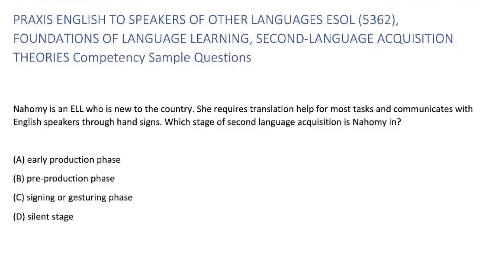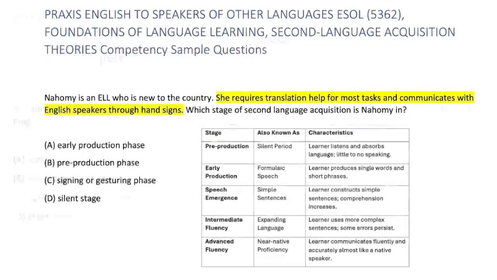Would it be A, early production phase, B, pre-production phase, C, signing or gesturing phase, or D, silent stage? Let's begin by looking at the context clues in this question. The question tells us that Naomi is just using hand signs and needs translation help for most tasks. This means there's no verbal output and she relies solely on nonverbal communication right now.